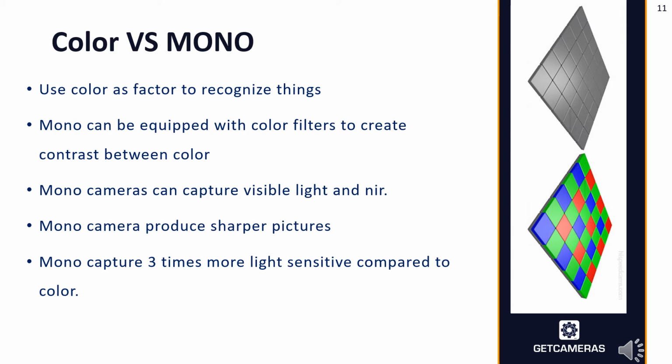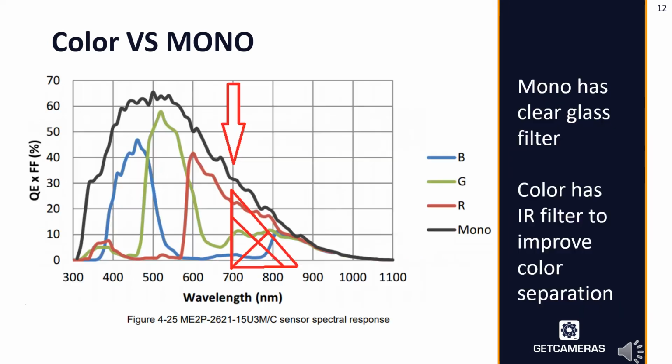I will explain a bit more in detail about these points. This graphic is showing the comparison between the monochrome camera, the black line, and the color camera, the RGB.